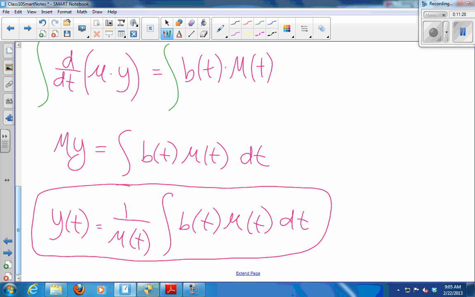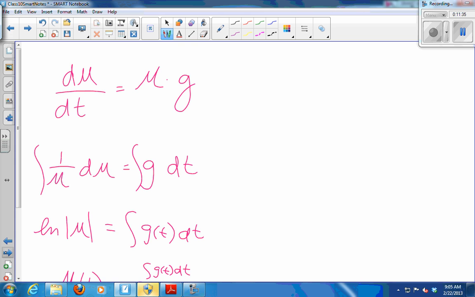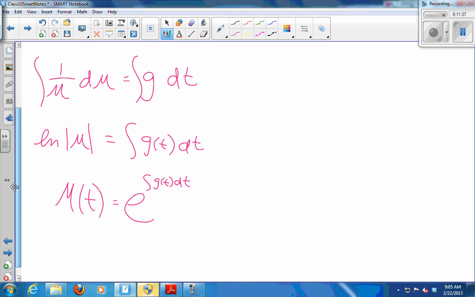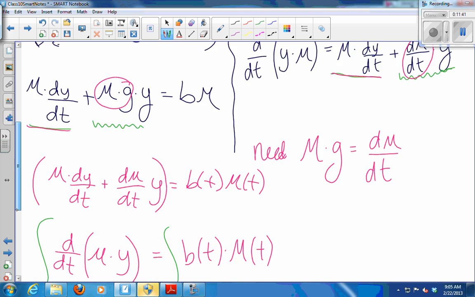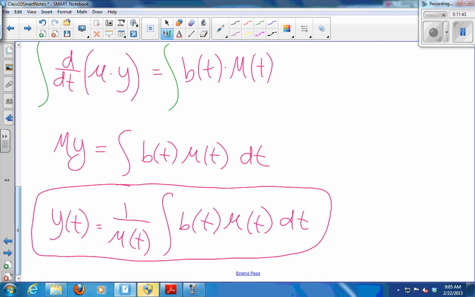You're going to have to calculate two integrals along the way. One to find mu, because mu is a specific function that we found that you would find by doing this. And then once you have mu, you multiply both sides of the equation by mu, rewrite the left side as a product, the derivative of a product, integrate both sides.